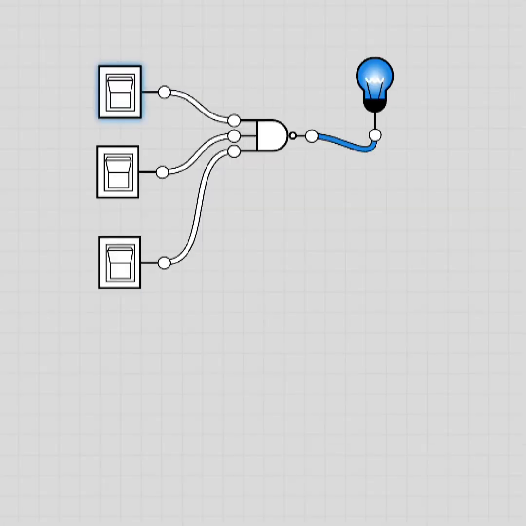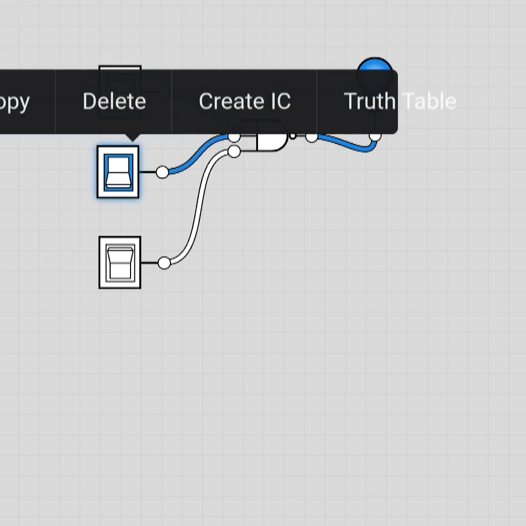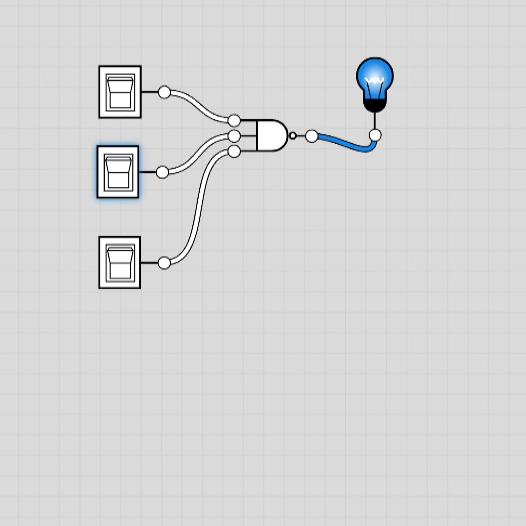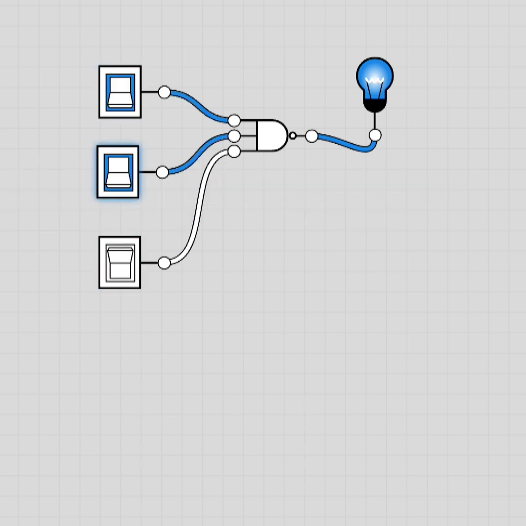For the 3 input NAND gate, when A, B and C are 0, the output is 1, and when A is 1, the output is 1. When B is 1, the output is 1. When C is 1, the output is 1. When A and B are 1, the output is 1. When B and C are 1, the output is 1. When A and C are 1, the output is 1. But when A, B, C are 1, the output is 0.